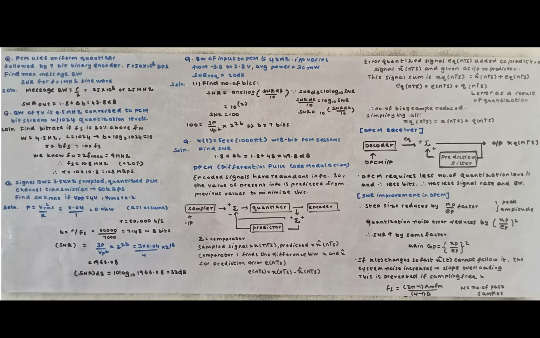predictor. The error quantized signal is added to this E of NTS, and this is because we want to make sure that the error when you quantize a signal is accounted for. So this is together given into a summer with the output of the predictor to give the signal sum as EQ of NTS equals E of NTS plus Q of NTS. And then finally, we have the encoder output as Q of NTS plus X of NTS.